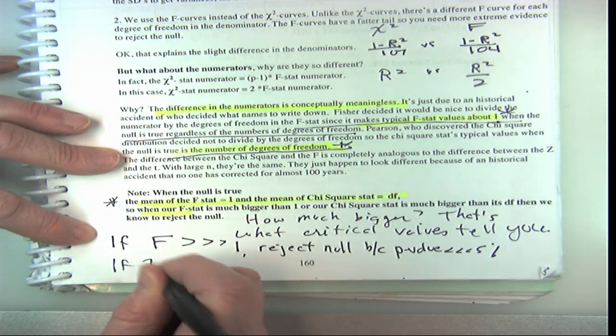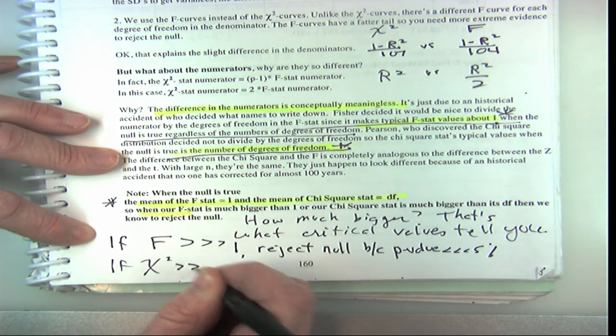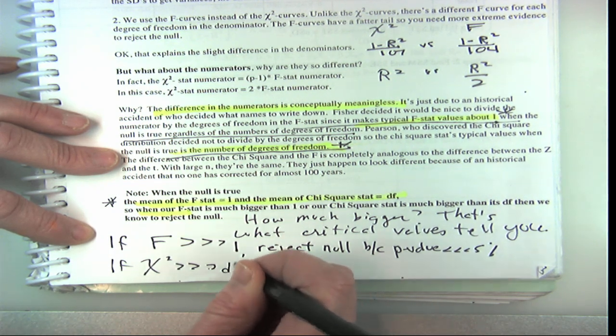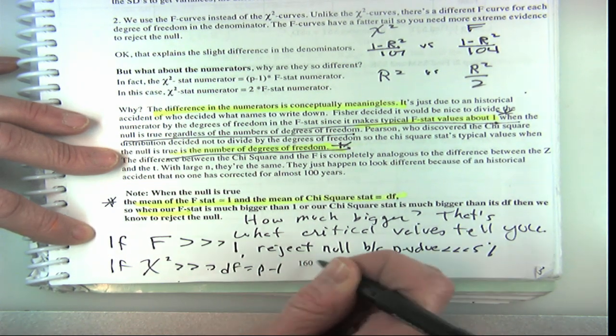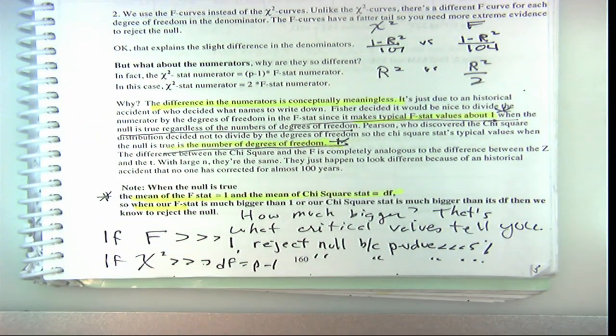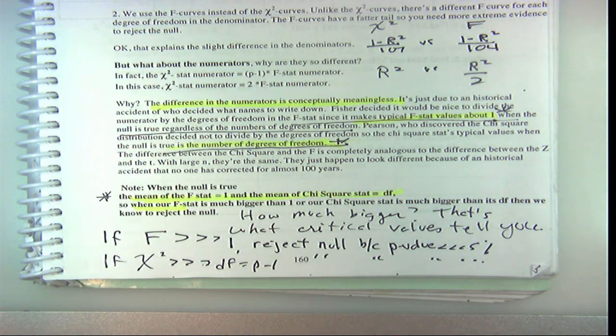But then for the chi-squared, if it's much, much bigger than what? Its degrees of freedom, which is what? P minus 1, then reject the null because the p-value is much less than 5%. So that's a nice way that you can just look at something and get some intuition. And now let's do the end of these problems.